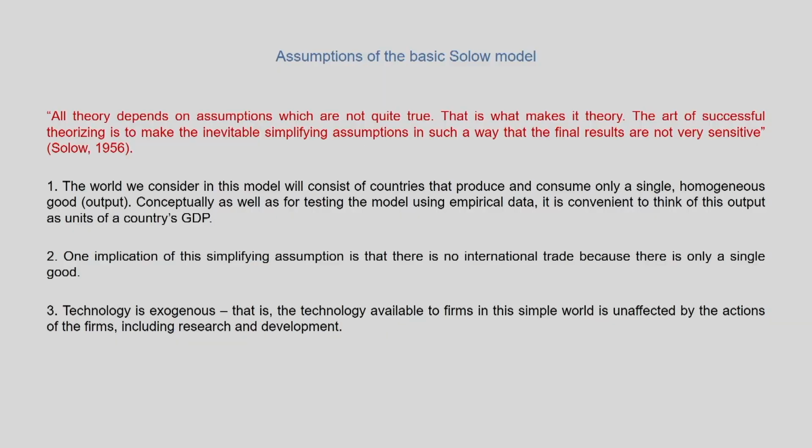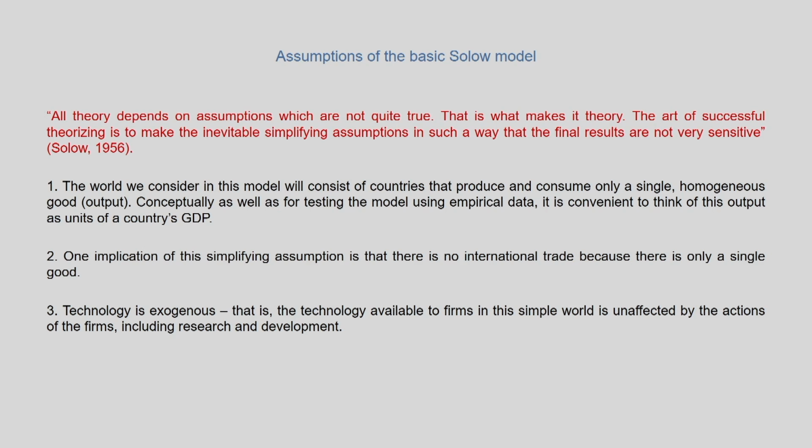The first assumption that we are considering here is that in this model the economy is producing only a single homogeneous good or a composite good. Only one good is being produced, and conceptually if we have to test this model using empirical data, we can very conveniently think of this output as units of a country's GDP. Why? Because GDP, as we know, is a composite indicator which is constructed using data for all goods and services that are produced within the economy. And if GDP is a composite indicator, this model can be tested using GDP as an indicator. So it makes sense to make the assumption that the economy is producing only a single homogeneous good.